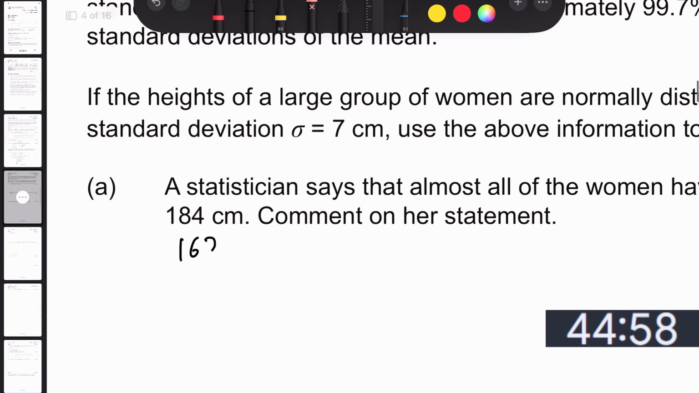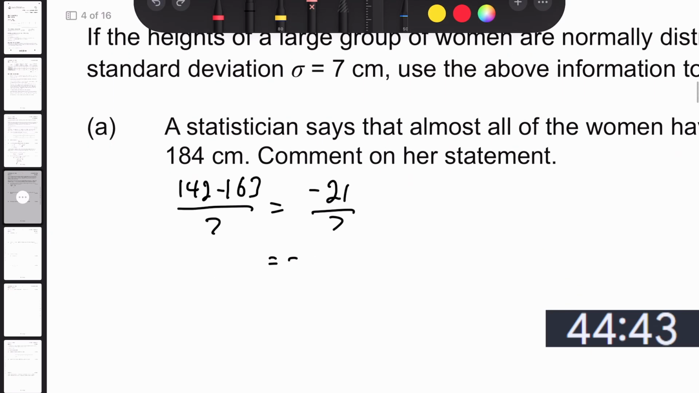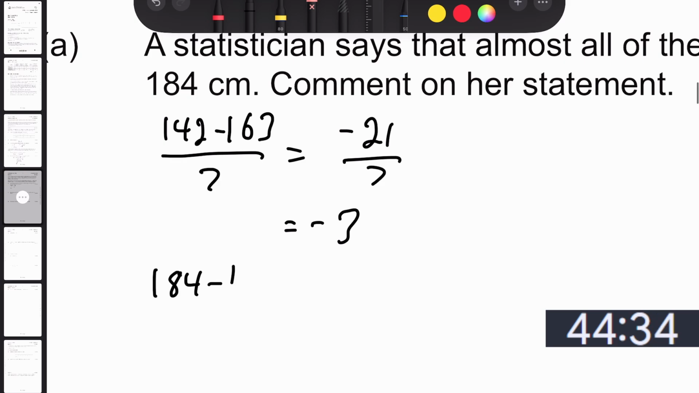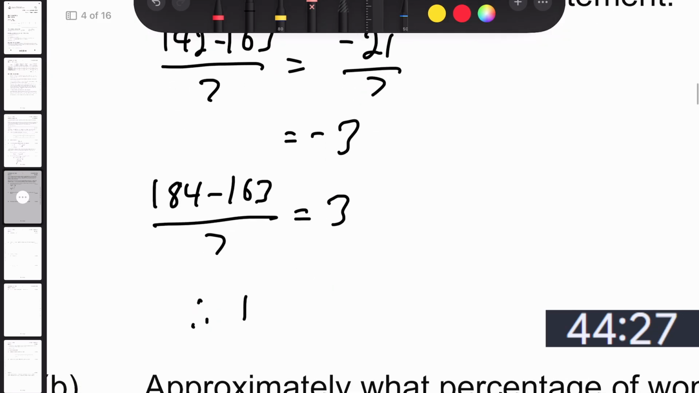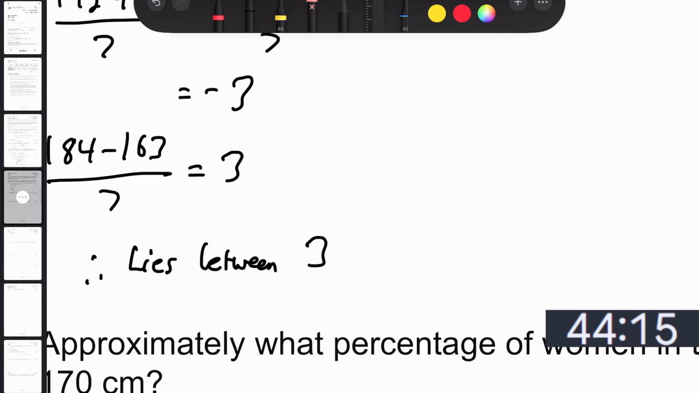So 142 minus 163 over 7. It's going to be negative 21 over 7, so negative 3 standard deviations. And then 184 minus 163 all over 7 is also equal to 3. Therefore, it lies between 3 standard deviations of the mean.